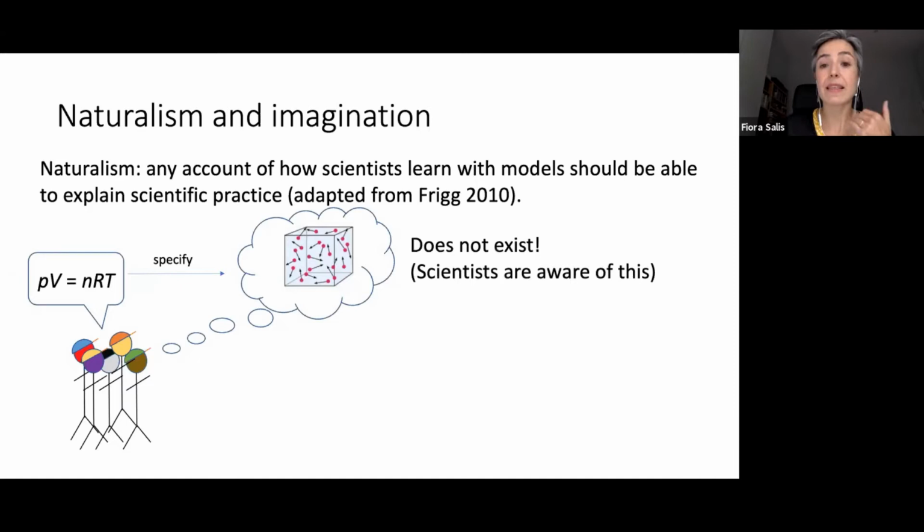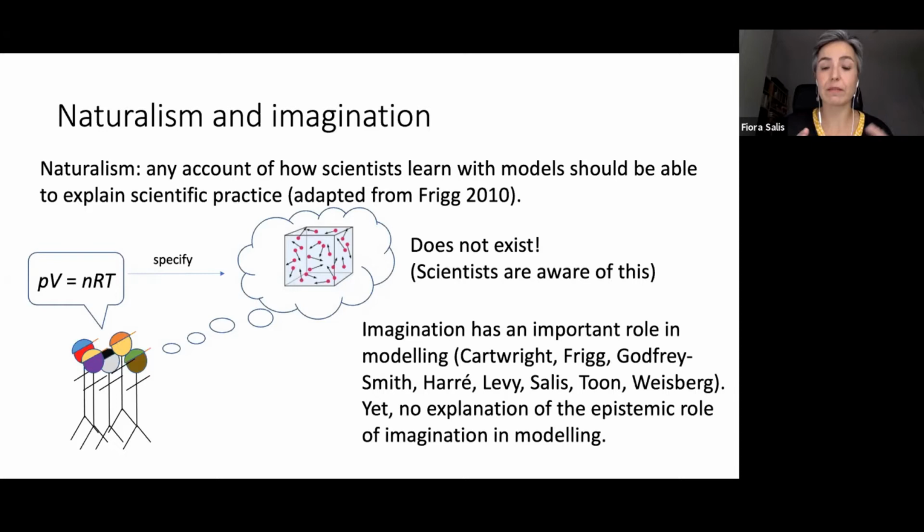And scientists are aware of the fact that this system does not exist, that they are, so to say, creating, constructing a surrogate of a real world system in the imagination or in the model. So they specify through the model description an imaginary object or an imaginary system working under imaginary conditions.